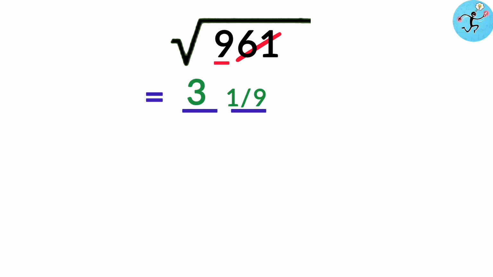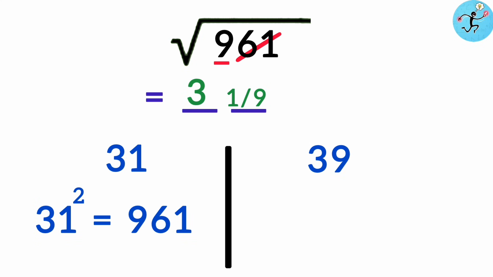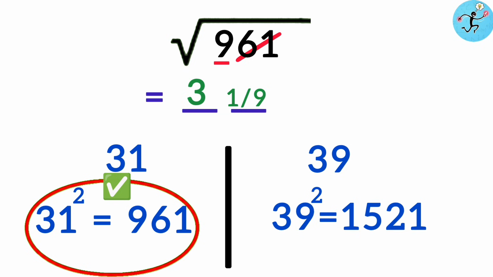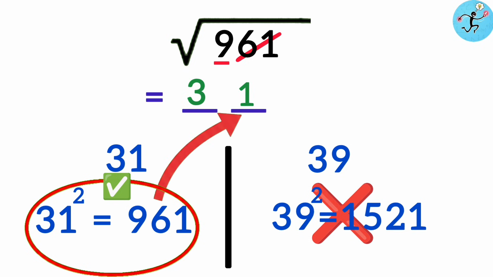Now we choose between 31 and 39. 31 squared equals 961. 39 squared equals 1,521. The correct answer is 31.